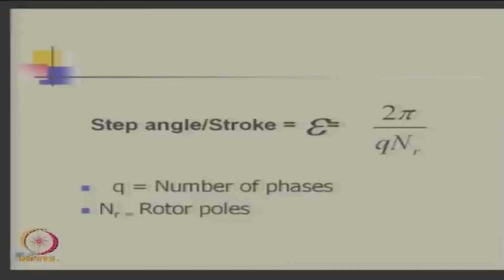Now, usually step angle, how much it will go per stroke. Per stroke means per each successive switching, how much angle. This is one formula: it is 2 pi by q n r, where q is the number of phases. So, if q is 4, rotor poles is 6 in this case, the angle will be 360 by 24, it will be 15 degrees. So, the angle that will shift per each stroke will be 15 degrees. This is a simple geometrical calculation.